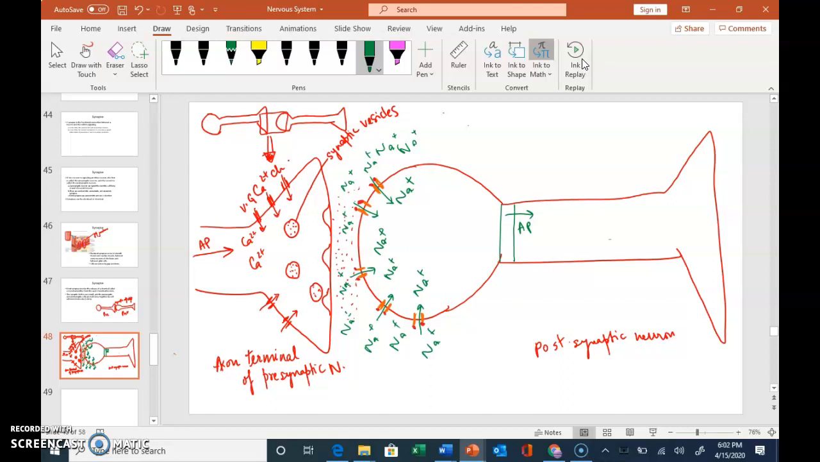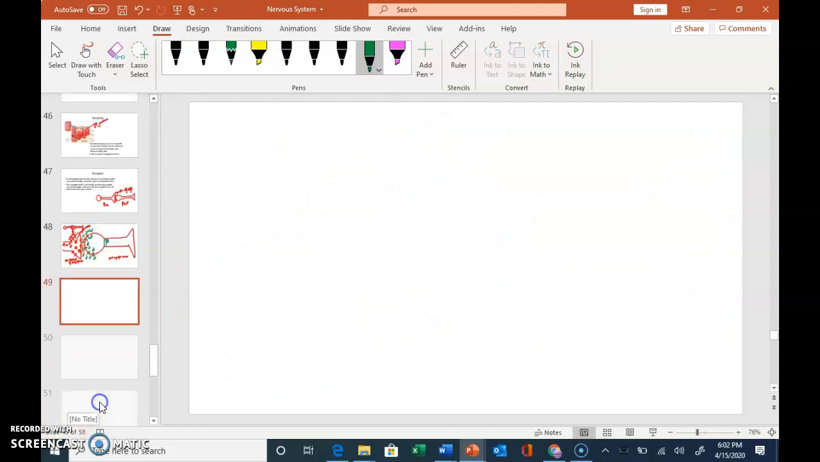Now, is it always that sodium enters? Or can we have different neurotransmitters opening up different gates and letting in different types of ions? Well, let's take a look. I'll draw another one.